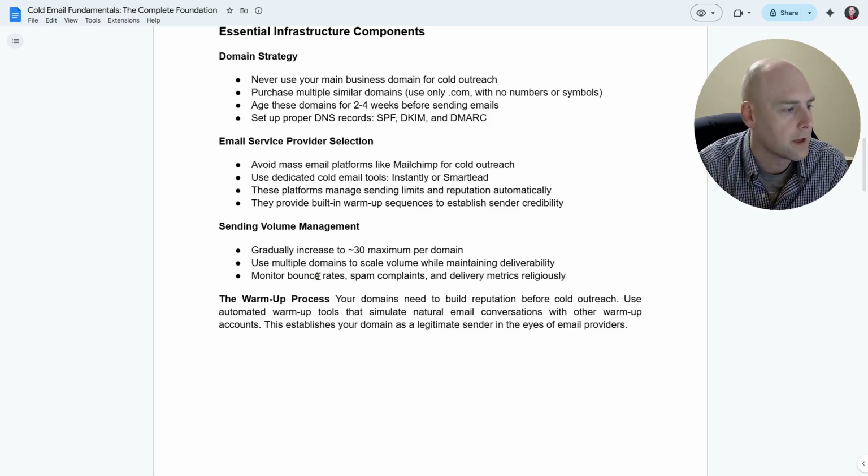And I'll talk about bounce rates and how to avoid bounce rates later on. So basically, the take home message for your infrastructure is that don't use your main domain, acquire domains that are similar to your main domain, use .com only, don't use any numbers, don't use dashes. For each email domain, connect 3 to 4 email accounts. Make sure you set up your DNS records, SPF, DMARC, DKIM, etc., and make sure you warm up your accounts. If you do that, that's really the big picture of deliverability and setting up the infrastructure.